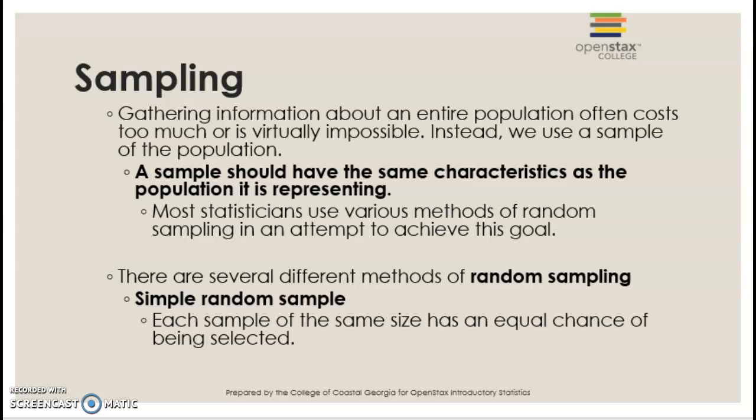Sampling. Gathering information about an entire population often costs too much or is virtually impossible. Instead, we use a random sample, a sample of the population. This is important right here, guys. That sample should have the same characteristics as the population it's representing. You cannot be pretending to study the effects on teenage boys and then sample a bunch of 50-year-olds in a church somewhere. The sample should have the same characteristics as the population it's representing. And there are several different types of it.